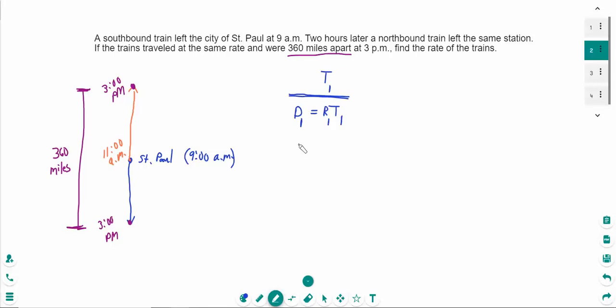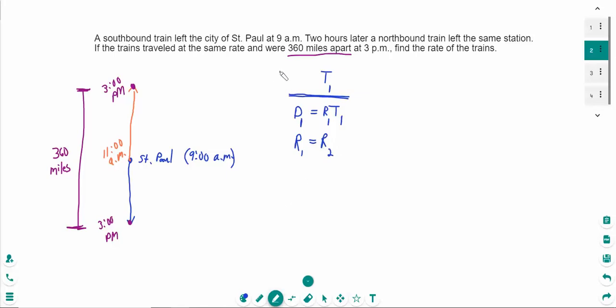What do we know about rate? The rate of train number 1 is actually equal to the rate of train number 2, isn't it? Isn't that what they said? If the trains traveled at the same rate. Now, they don't tell us what that rate is, but we do know that the rate of the first train is equal to the rate of the second train. So we'll put that down.